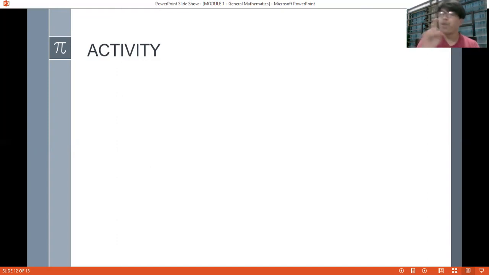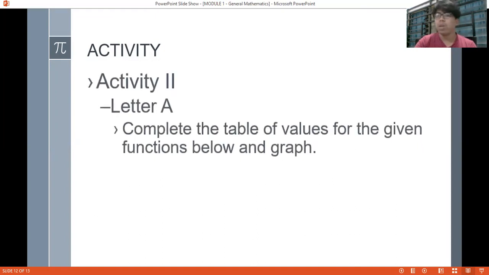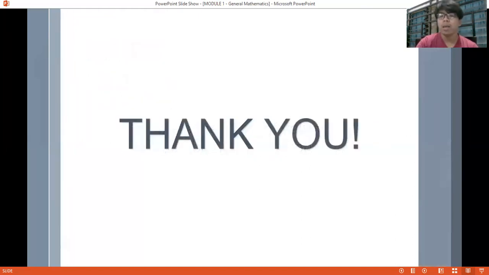Okay, so for your activity in your module, Activity 2, you are going to complete the table of values for the given functions below and graph. Okay, and that is for your activity.